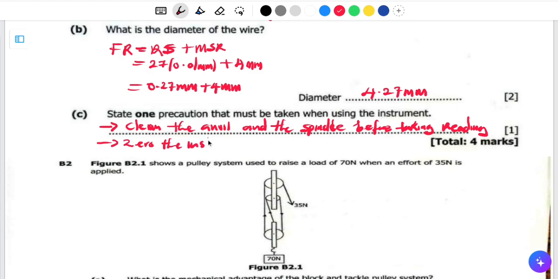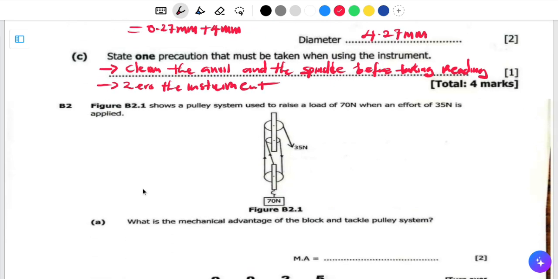Whichever way is simple for you, you can just choose zero the instrument. And then for question B2, it is saying figure B2.1 shows a pulley system used to raise a load of 70 newtons when an effort of 35 newtons is applied. So this pulley system is an example of a simple machine.